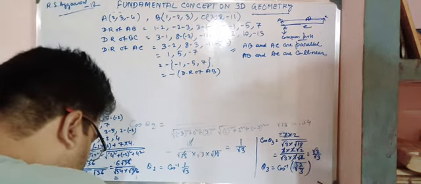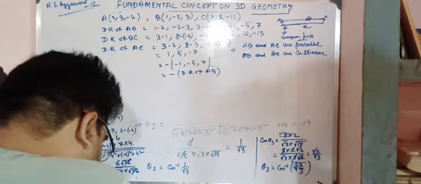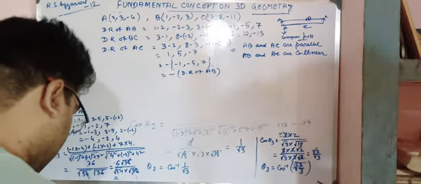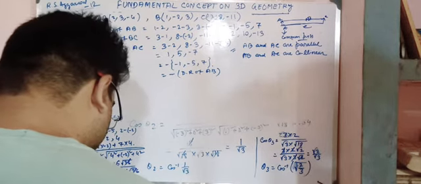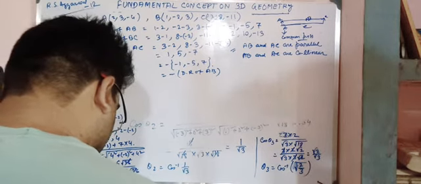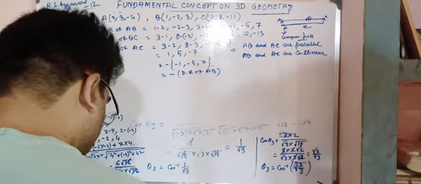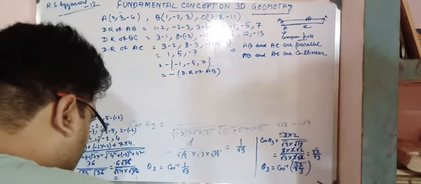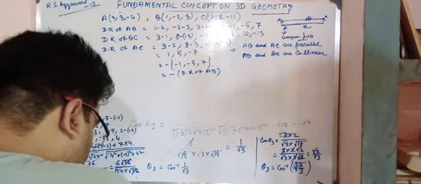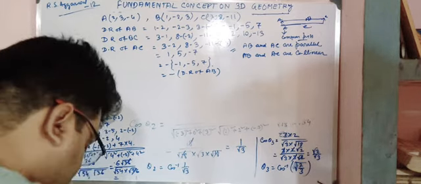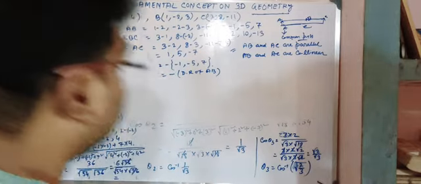So next, move to another question. The question is given here. Find the angle between two lines whose direction cosines are connected by the relation. It's a very good question.